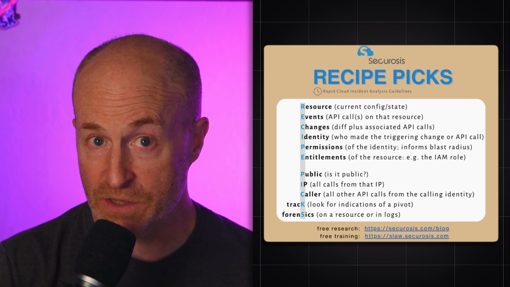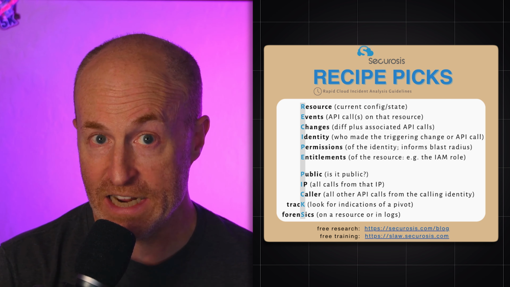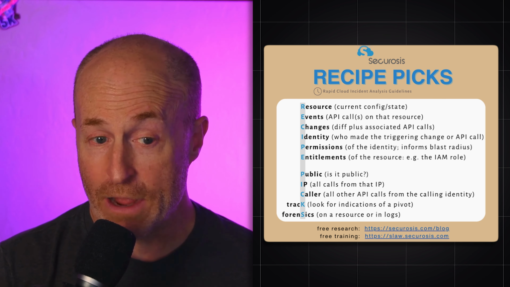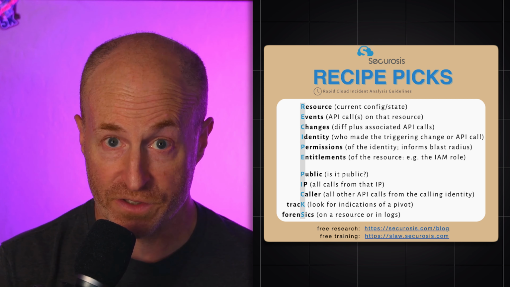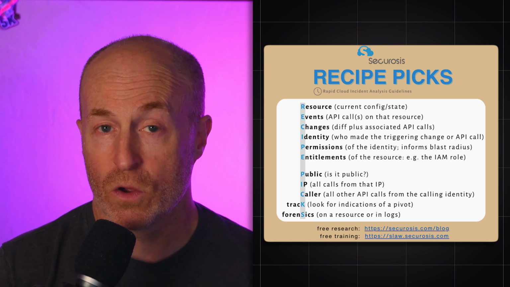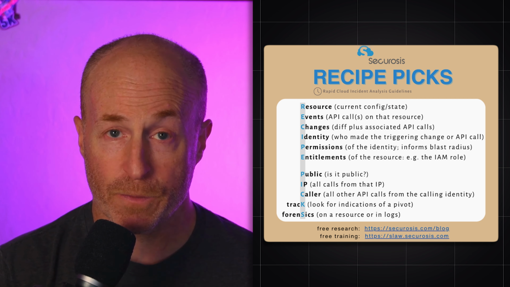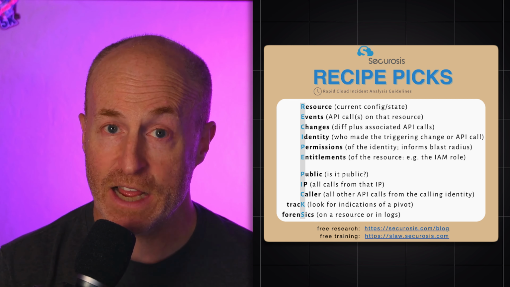I like the recipe picks because it gives me most of the information I need very quickly. That resource, knowing what the configuration of that is, knowing all the API calls on it, and then knowing what changes. So the REC portions of that. What did it look like before? What did it look like afterwards? And in our case, we have a snapshot.